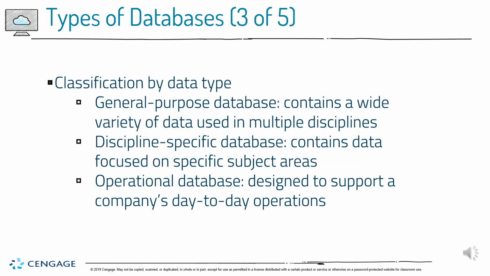Using this criterion, databases are grouped into two categories: general purpose and discipline specific. General purpose databases contain a wide variety of data used in multiple disciplines. For example, a census database that contains general demographic data. Discipline-specific databases contain data focused in specific subject areas, like for academic or research purposes.